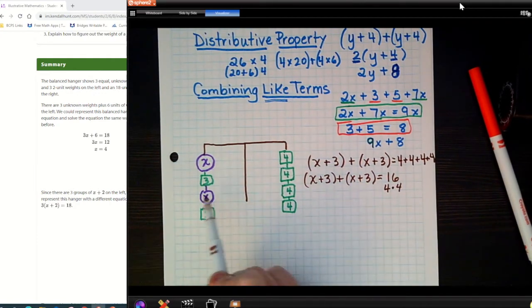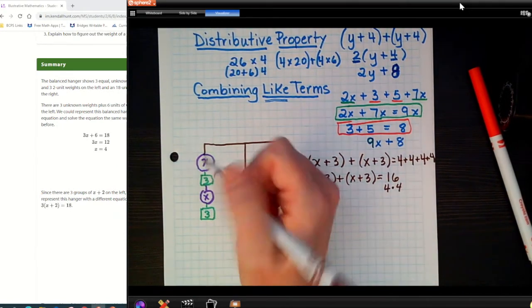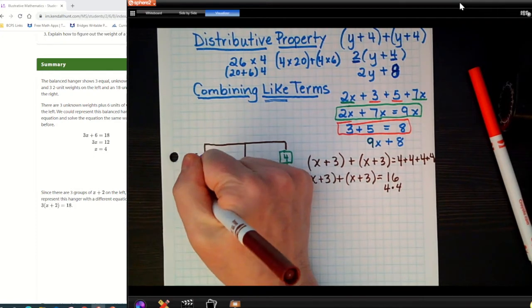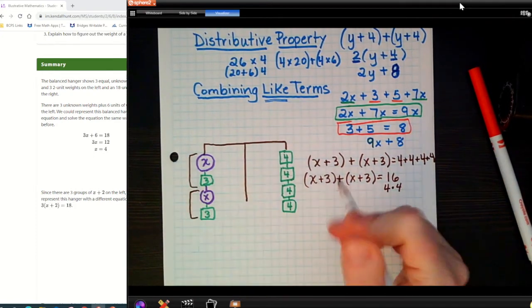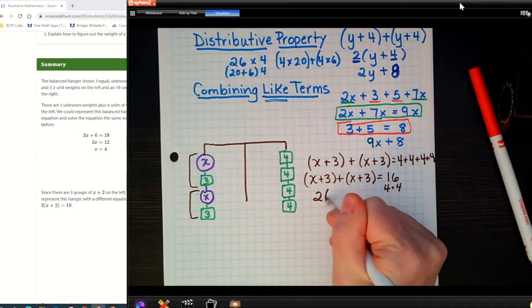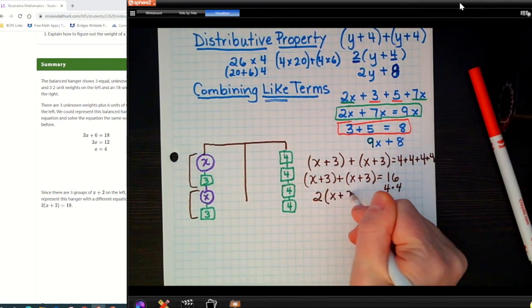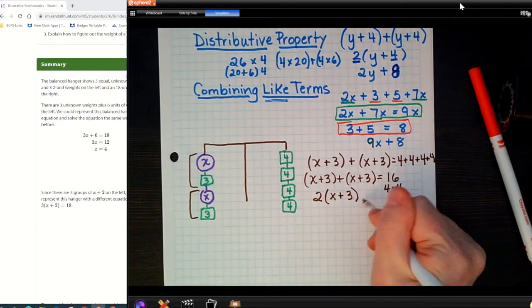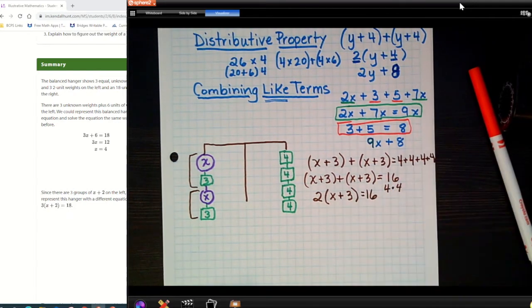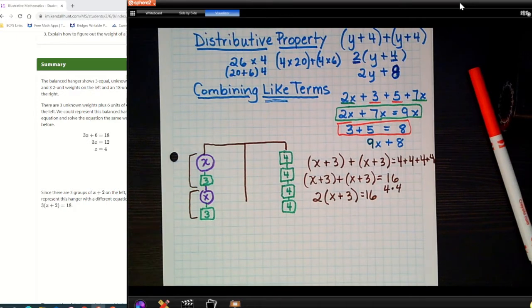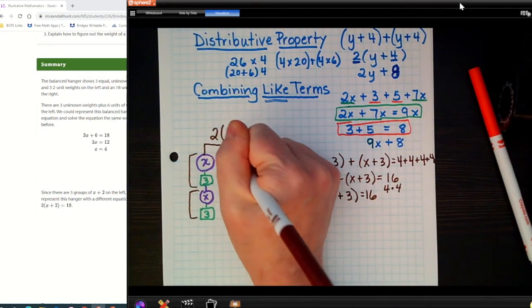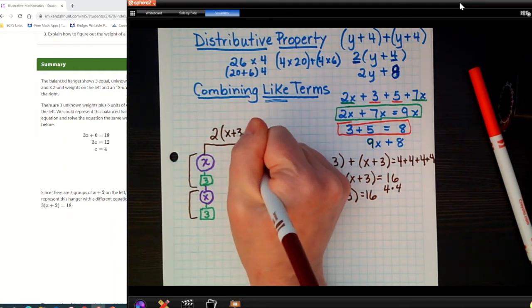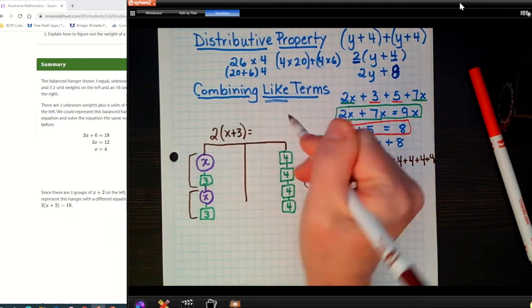Now, look at the x's and the 3's. We have the distributive property going on here. So here's a group, right? x plus 3, and here's another group of x plus 3. So I technically have two groups of x plus 3. So this would be one way that we could represent it, and that equals 16. All right, so I'm going to solve it like this first. So I have my equation 2 times x plus 3, and that equals 16.